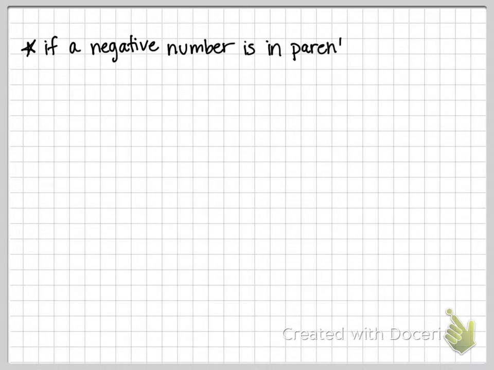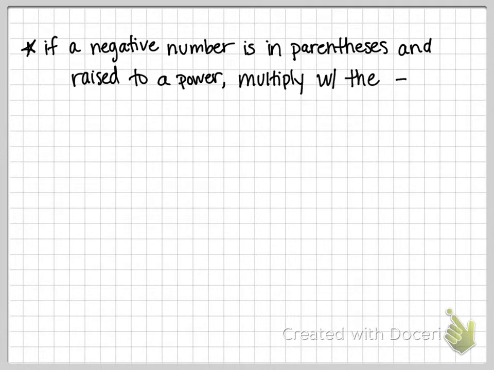Now, this is important. This is where it might be a little bit new, maybe a little bit tricky, so we'll do a couple to practice, but make sure that you remember this. If a negative number is in parentheses and taken to a power, so we're talking about exponents here, you will multiply it with the negative by itself, however many times the exponent tells you to. So if it's in parentheses, that negative stays with the number when you do your repeated multiplication.